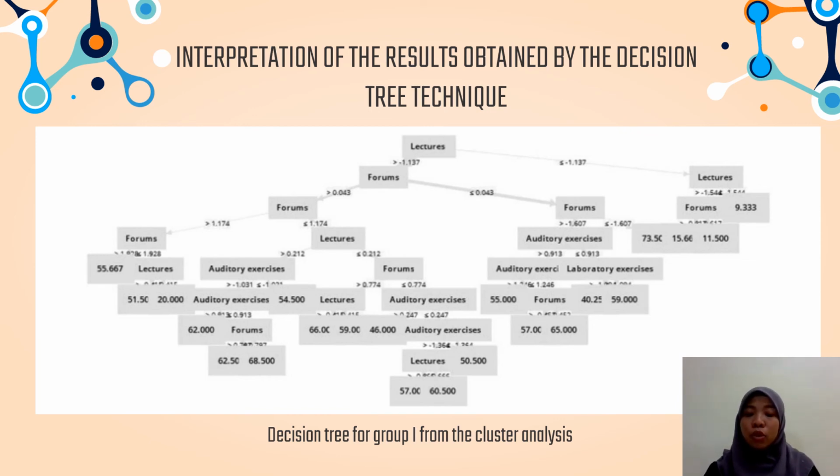Unlike Group 0, Group 1 consists mostly of students who had medium frequency of access to all e-contents.